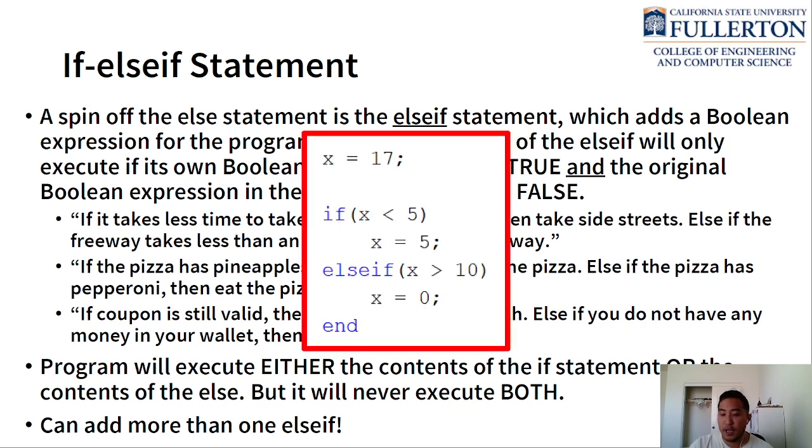And so here's an example of what that looks like in MATLAB. First we check to see if x is less than 5. That's not true, so this first part is false, and we're not going to execute that. Then we check to see if x is greater than 10, and see here we're using else if. And if that's true, then set x equal to 0.